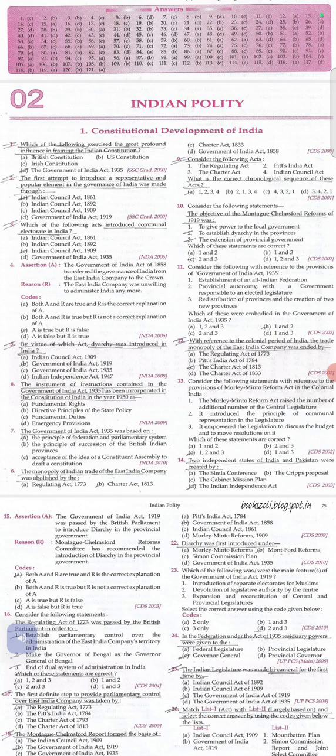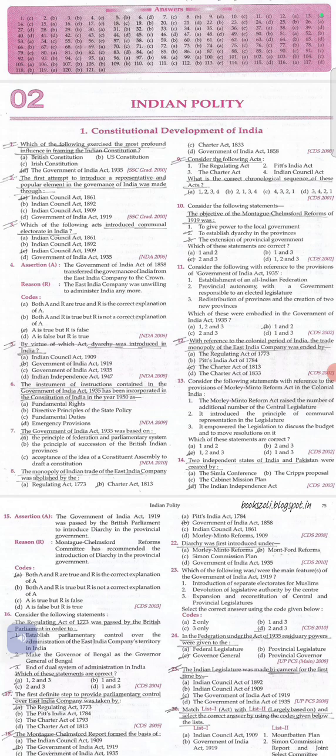The instrument of instructions contained in the Government of India Act 1935 has been incorporated in the Constitution of India in the year 1950 as emergency provisions. The Government of India Act 1935 was based on the principle of federation and parliamentary system. The monopoly of Indian trade of the East India Company was abolished by the Charter Act 1813.